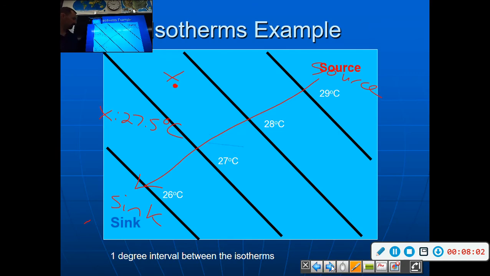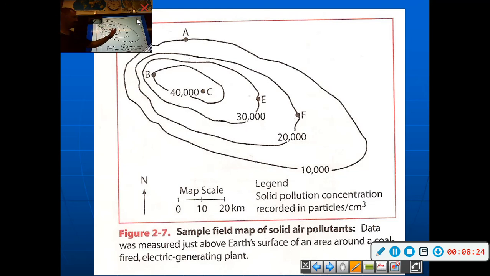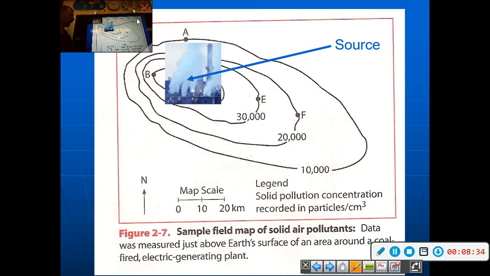Source and sink again, and heat flows from source to sink, so I already showed you that. Lastly, I want to show you an example here. This is a mapping of solid air pollutants. Once again, mapped out, and we have a factory here which is giving off pollution. You notice that the pollution is flowing in this direction, so maybe there's a wind blowing that way. So there's your source. We could have a factory, and that's where the pollution is coming out of.